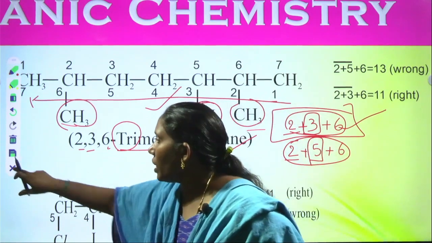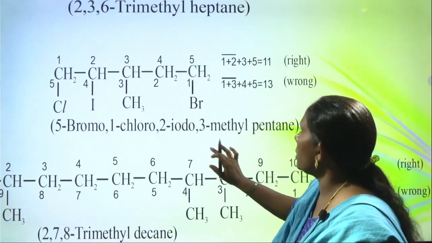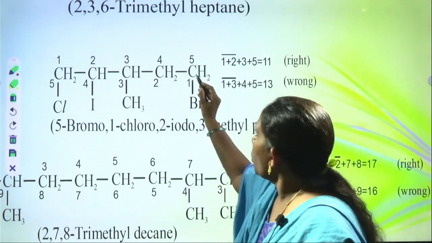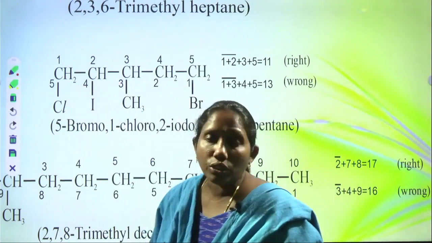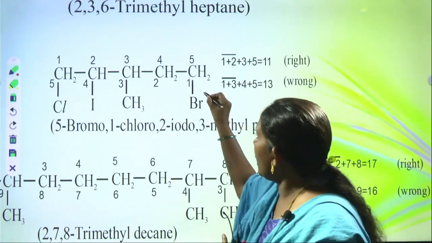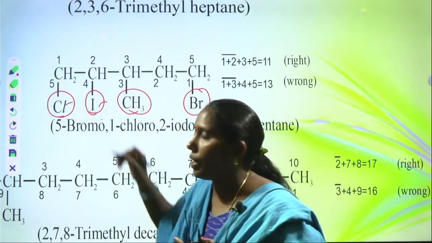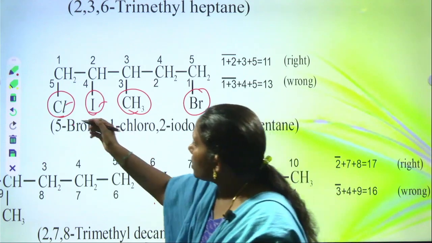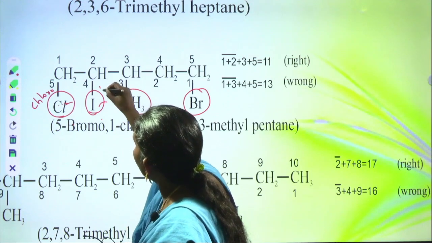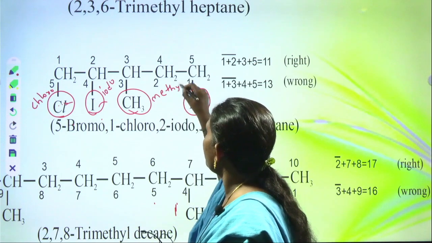Okay, we will go with another example. We will see in the next example. See here. In this example, 1, 2, 3, 4, 5, total 5 carbons are there, so that is the longest chain. But see here: bromine, methyl, iodine and chlorine. It is chloro, it is iodo, it is methyl, it is bromo.